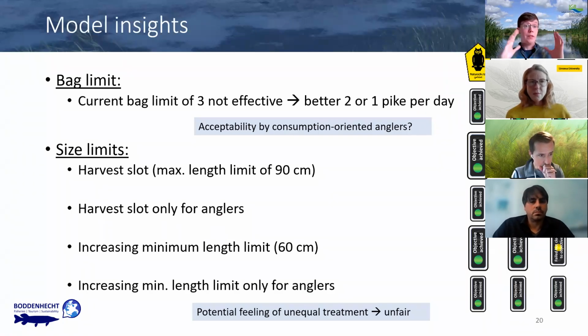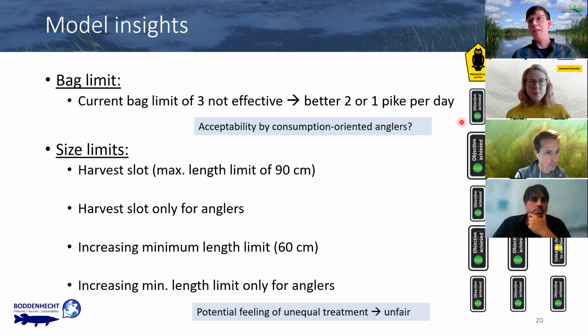Now a small overview, that was just a very small picture of the overall results. So the current back limit of 3 is not effective, so we should better decrease it based on the model results, and it would be positive in terms of all objectives. The only thing is maybe it's not quite accepted by consumption-oriented anglers, who are probably not only interested in catch rates here.